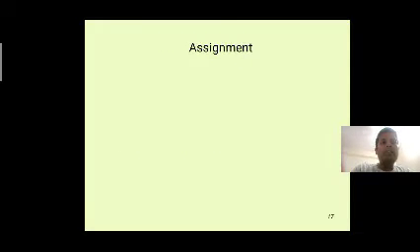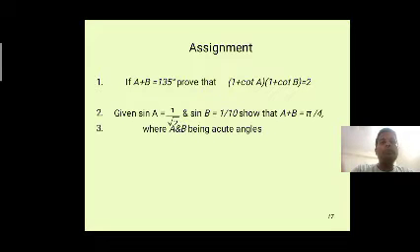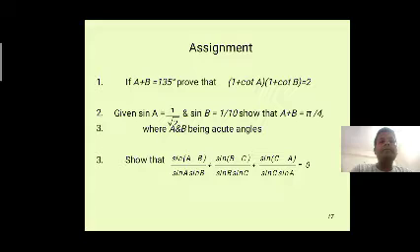Now we go to the assignment. If a plus b equal 135 degrees, prove that 1 plus cot a into 1 plus cot b equal to 2. Second question, given sin a equal 1 by root 2 and sin b equal 1 by 10, show that a plus b equal pi by 4. Third question, where a and b are acute angles.